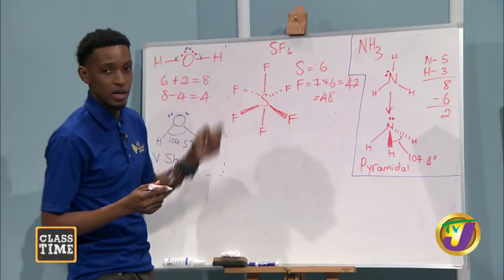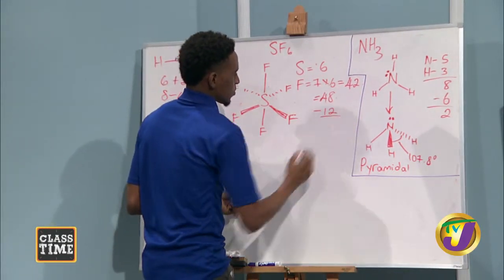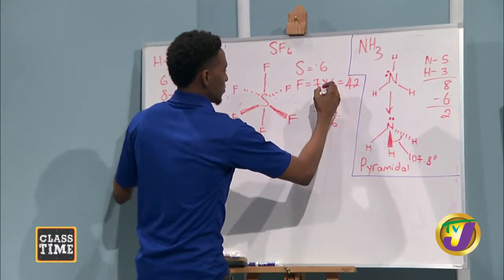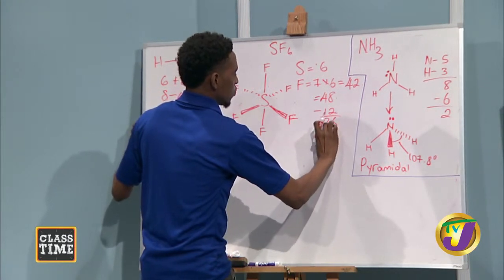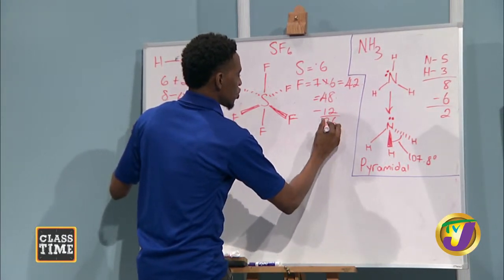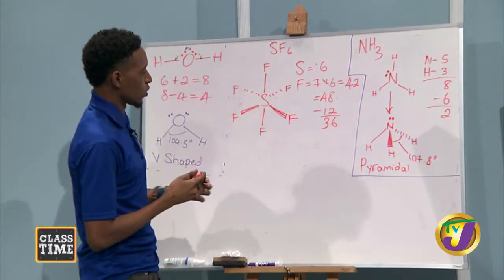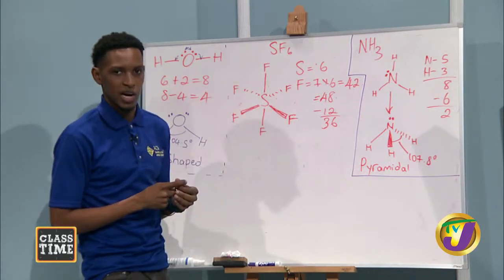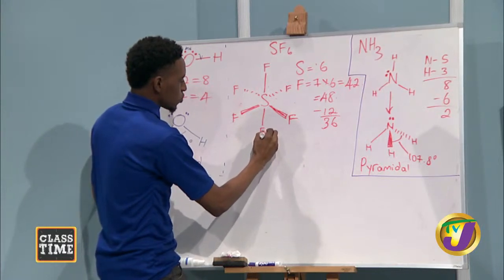Therefore, you have 12 bonding electrons. So if we subtract that, we would get 36 electrons remaining. Now, this means that we have 36 electrons to put on these outer atoms. So let's start with fluorine, this fluorine.